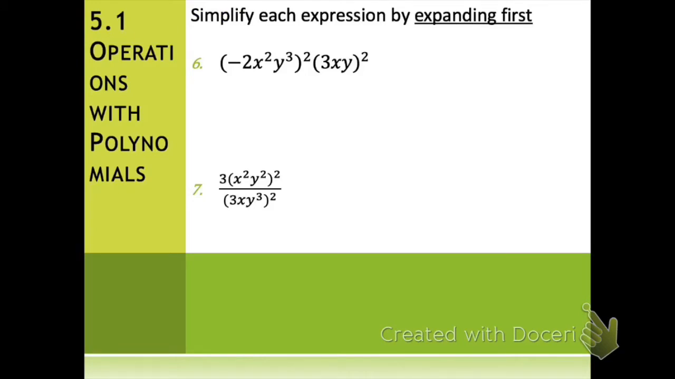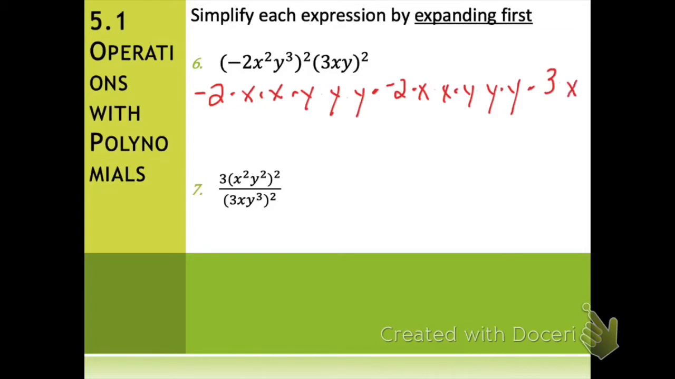All right, let's look at this first one. So if I completely expand this first one, I'm going to get negative 2 times x times x times y times y times y times another negative 2 times x times y times y times y times 3 times x times y times another 3 times x times y. Okay, so multiplying the numbers back together, I'm going to get negative 2 times negative 2, which is 4, 4 times 3, which is 12, and 12 times 3, which is 36.